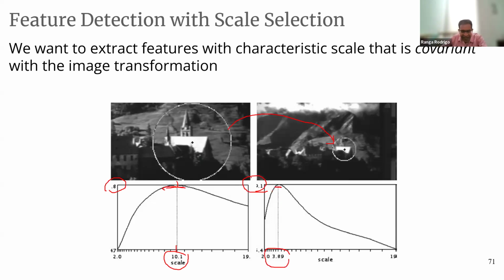So our question is, can we come up with a function that maximizes at the right scale of that patch? And if we can, what is that scale value? Is it 10.1 or 3.8? What is that value? If you know the value, we can locate the window properly, and we would be able to assign a scale to the blob that we detect. So this is what we want to do.